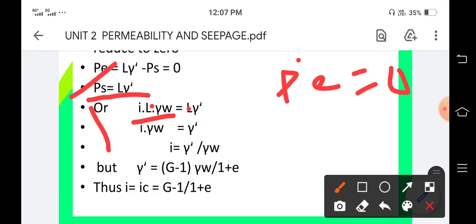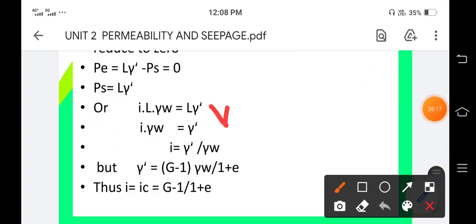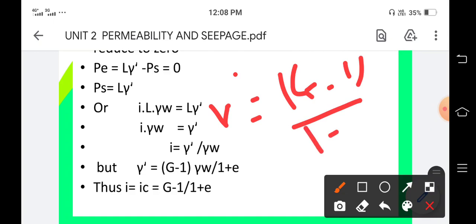In terms of I, this value comes in the numerator and this value comes in the denominator. So I equals gamma dash upon gamma W. We know the formula for gamma dash, the submerged unit weight, which we already learned in unit one: gamma dash equals G minus 1 upon 1 plus E into gamma W.